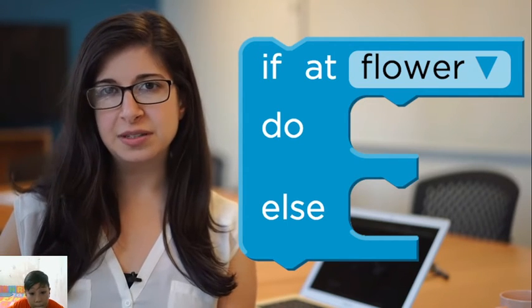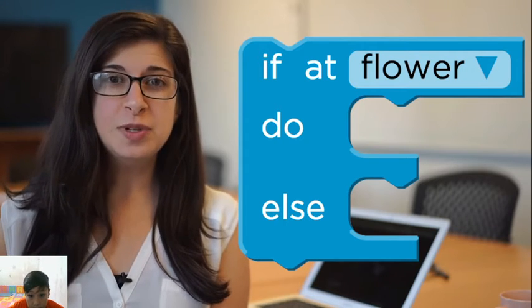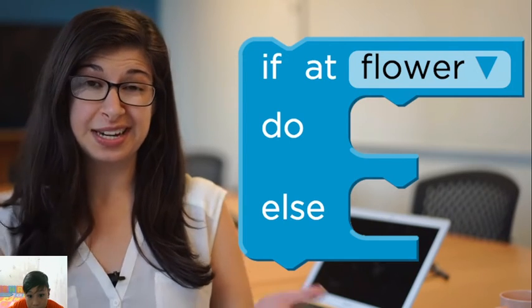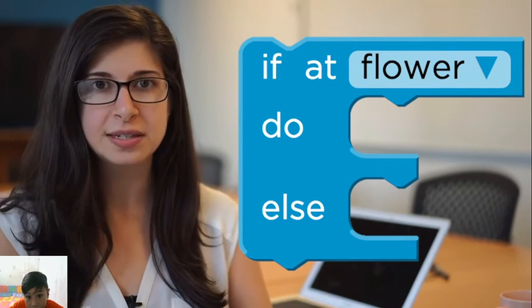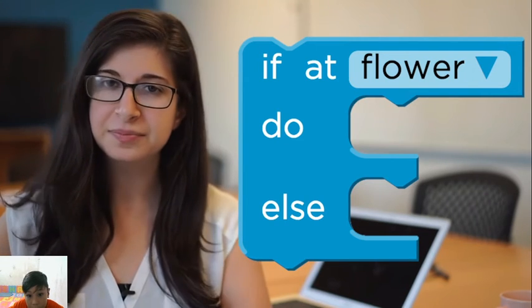So if statements are how computers are able to make decisions. Humans set up conditions for the computer that say if the computer is presented with a certain situation, do this. Else, which just means otherwise, do that.